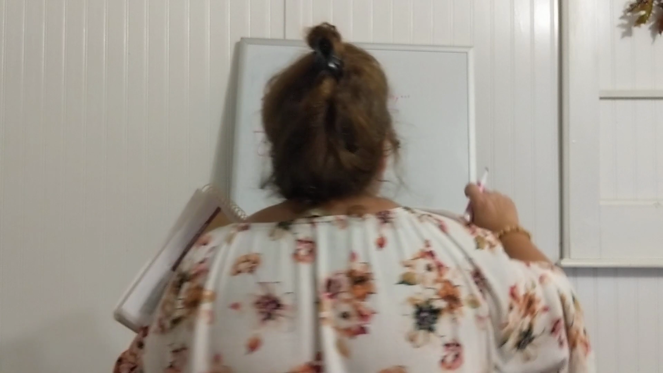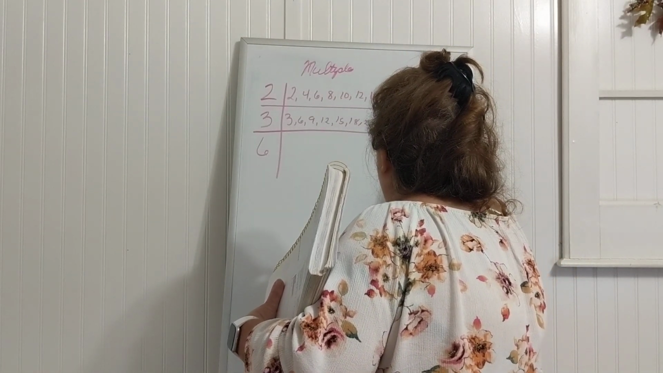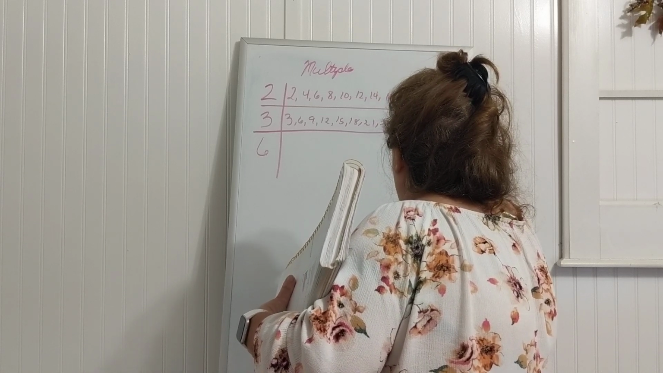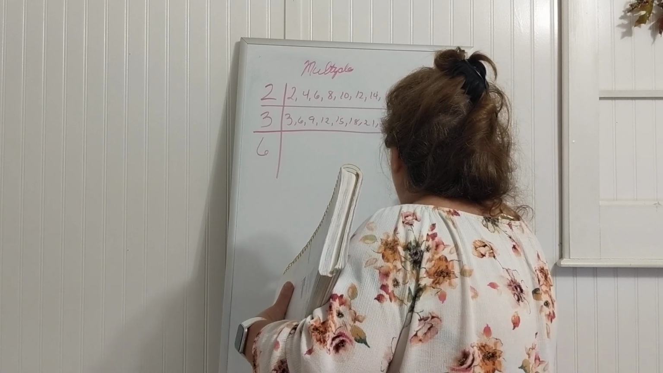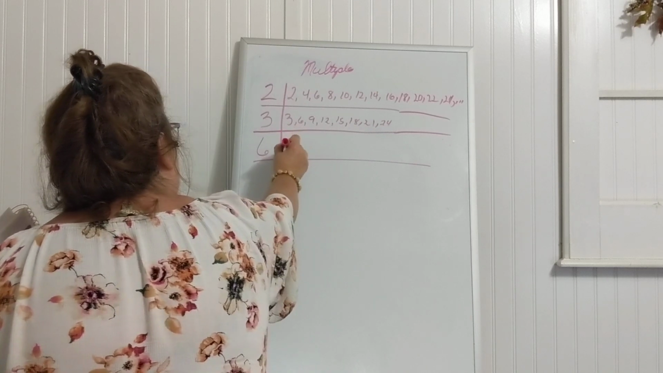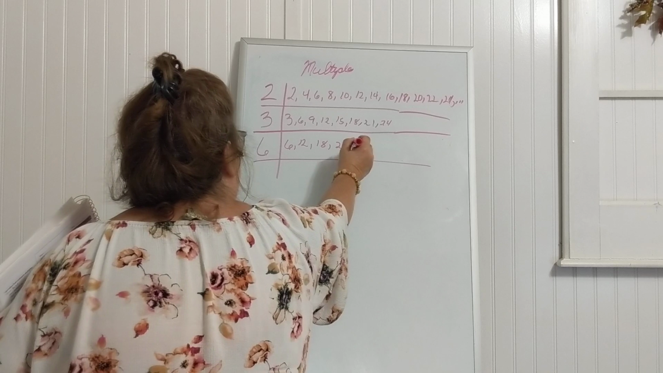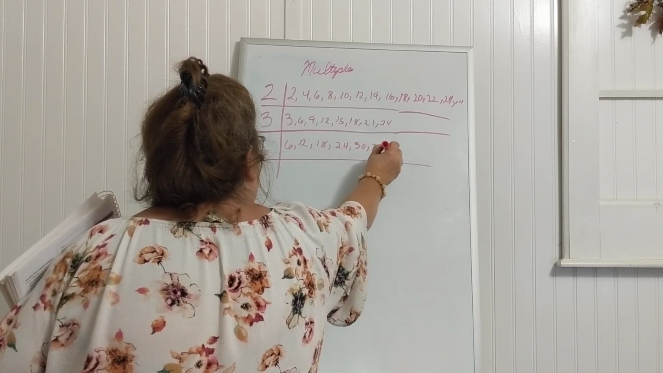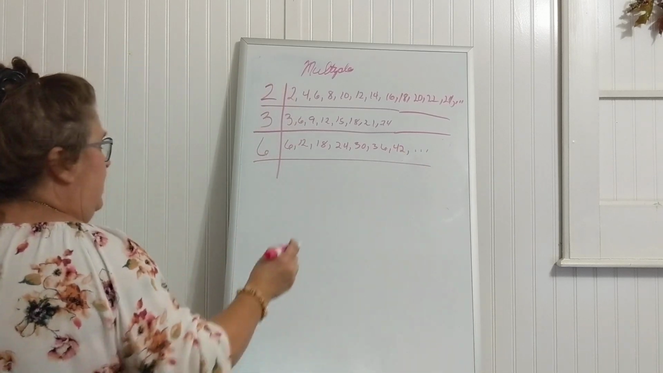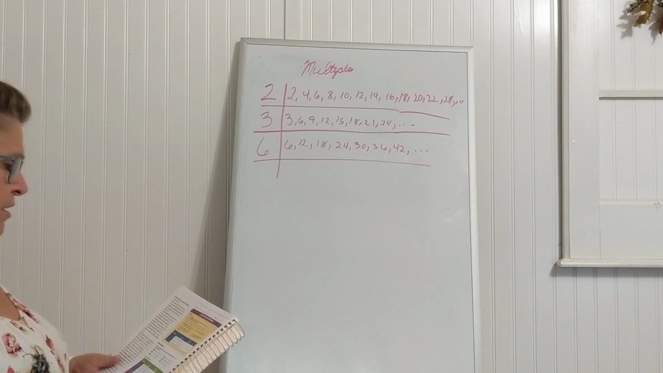I am going to come up here to my 16 though, and I'm going to make this go a little bit further: 16, 18, 20, 22, 24, comma, dot, dot, dot. All right, then multiples of 6. We have 6, 12, 18, 24, 30, 36, 42, comma, dot, dot, dot, and that could just go on and on and on forever.